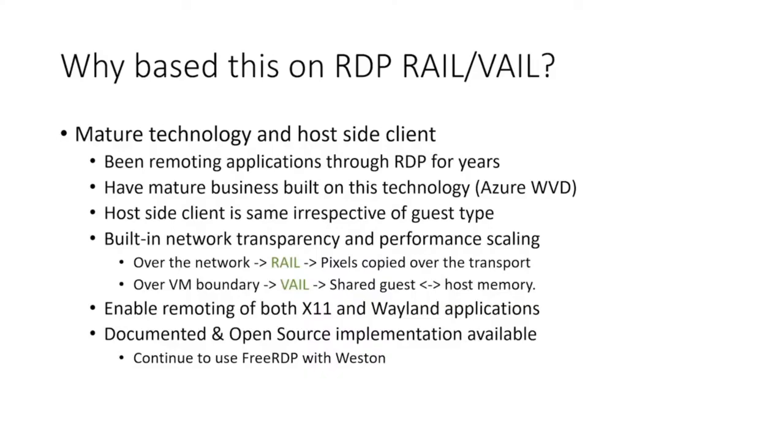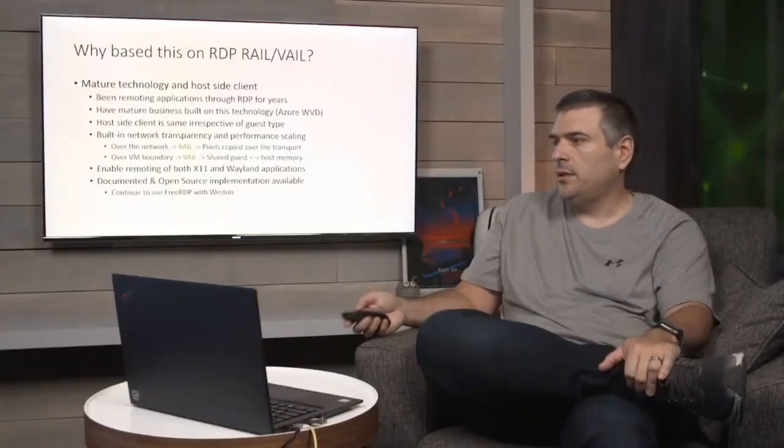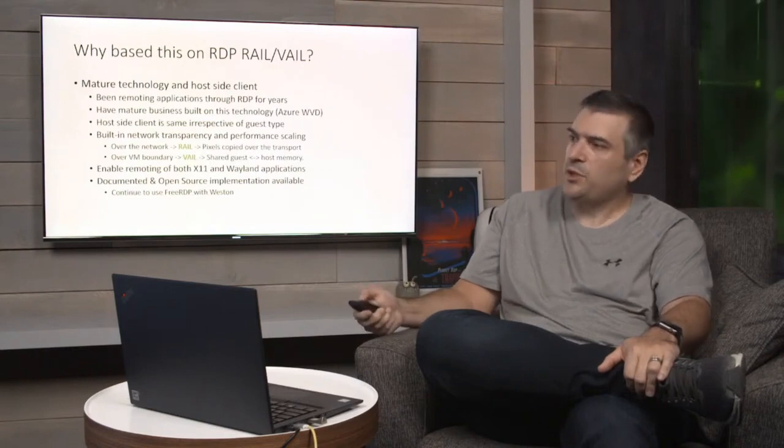And it was very interesting for us to build on top of that, because it gave us both the ability to reuse a lot of that client and that experience, but it also allows us to remote both X11 and Wayland in a completely invisible way. If you're over a true network, then we use something like the RAIL protocol. If you're over a VM boundary, then we can switch over and use the more efficient VAIL protocol over the VM boundary. And it's all documented, open source, and it was giving us a good way to contribute back to Weston and make it a real shipping environment.